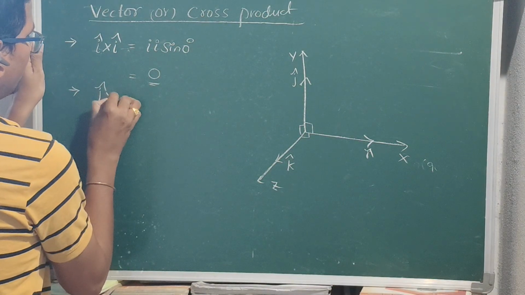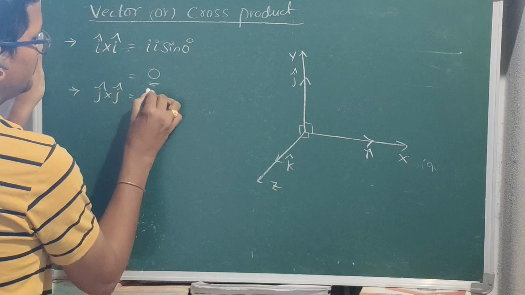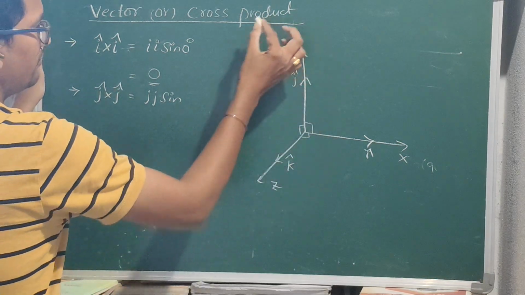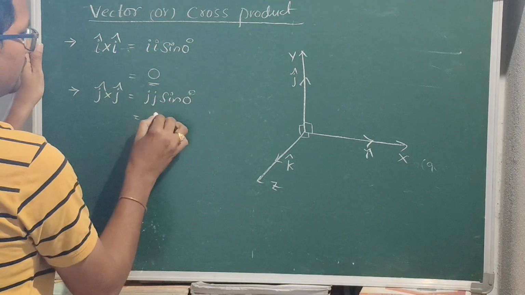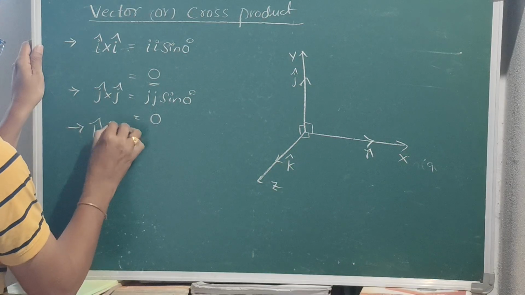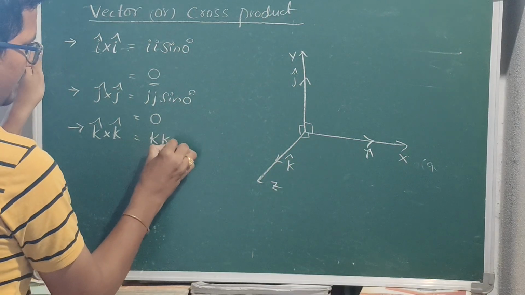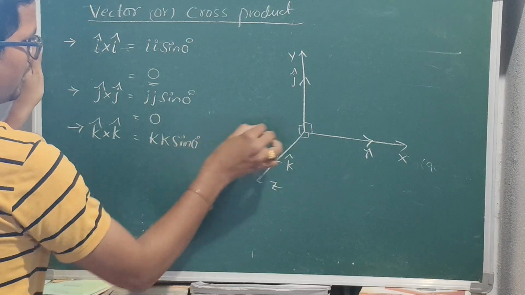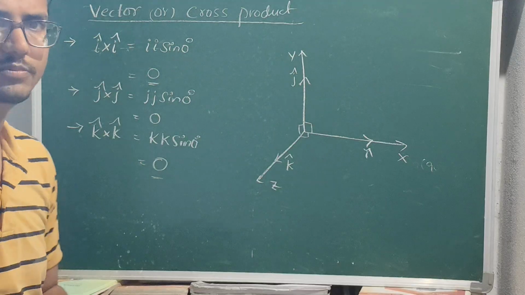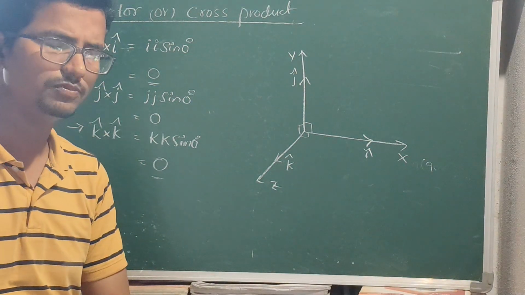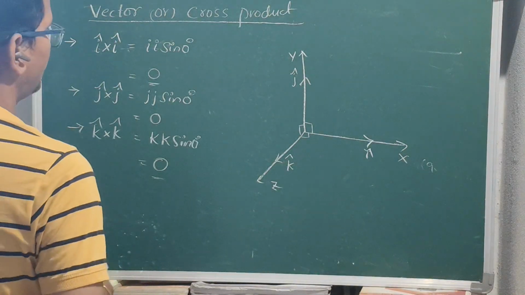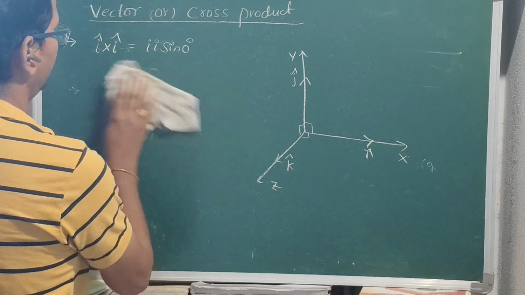Next, j cap cross j cap means along the y-axis. That is a parallel line, so sine 0 gives 0. Next, k cap cross k cap is equal to k into sine 0 along the z-axis. That is always sine 0, which is 0. So i cap cross i cap, j cap cross j cap, and k cap cross k cap all become 0 because those are parallel lines.